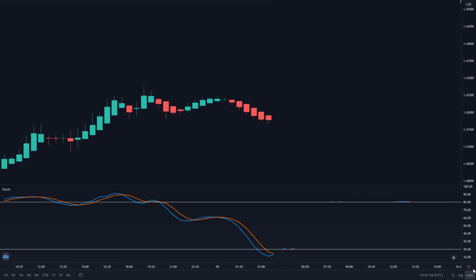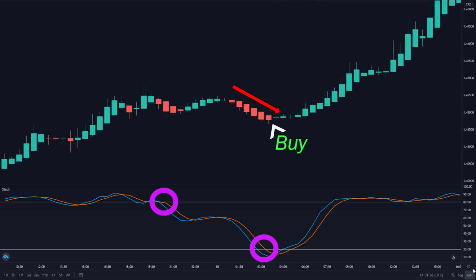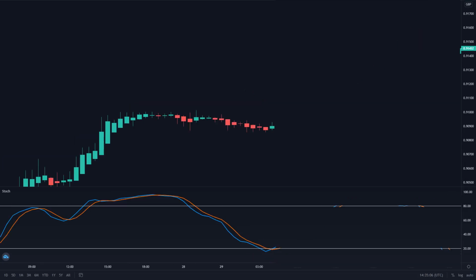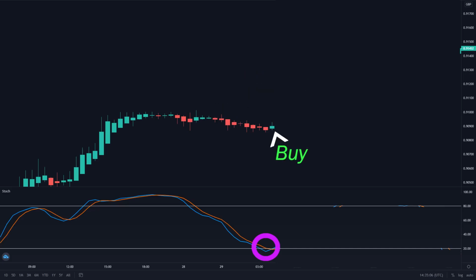So let's look at another example. Here, we can see that the stochastics went from overbought to oversold levels. But in the process, the price hasn't yet moved significantly downwards, meaning that there's a weak volume to the downside. So this is also a good opportunity to take a buy position. So let's look at another example. Here, you can see the stochastics is at the oversold levels, yet the price hasn't yet established a strong downwards momentum, so the volume to the downside is very little. Therefore, this will be a good buying opportunity.